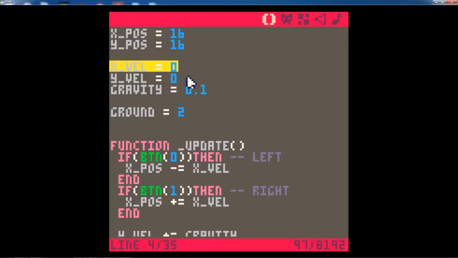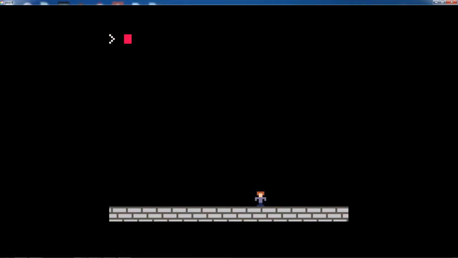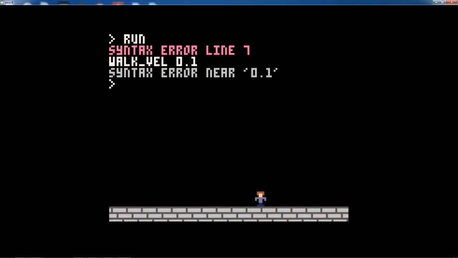What are we adding to x vel to make it bigger and bigger every frame? Well, let's give walk speed. We'll call it walk velocity, walk vel. And I don't know, gravity's pretty fast. We'll make it the same as gravity right now. And let's see what happens. So we're going to add our walk velocity to our position every frame.